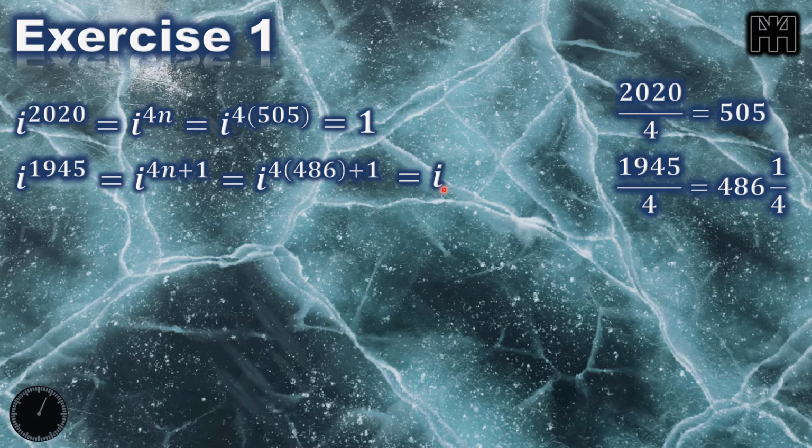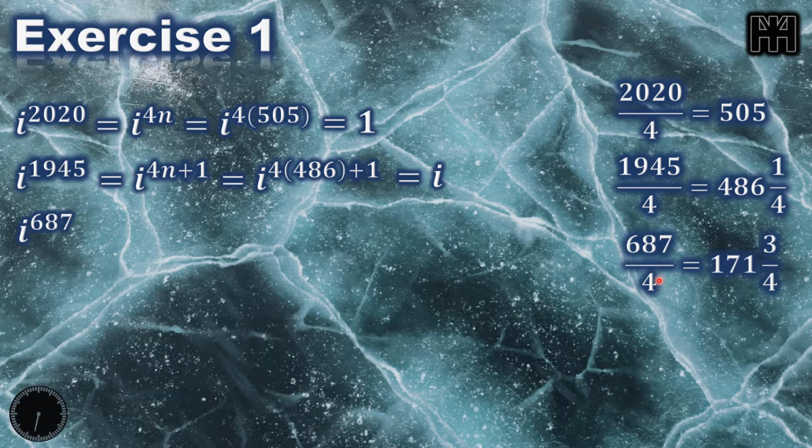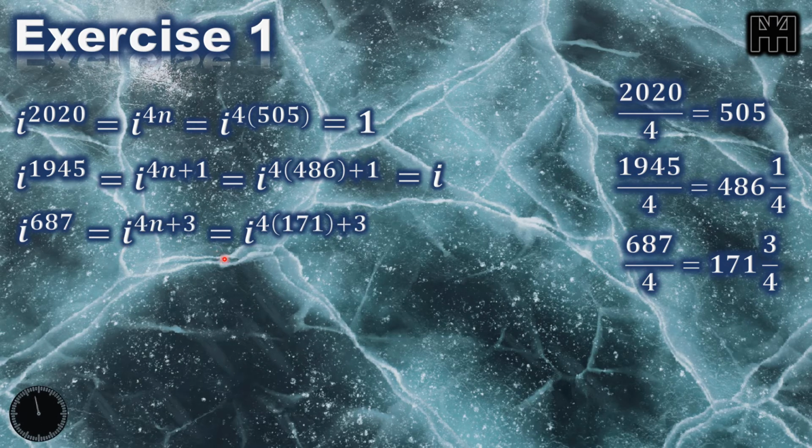Okay, let's carry on. We have i to the power 687. Let's see, 687 over 4 will give us 171, and 3 over 4. 3 here is a remainder. So it's i to the power 4n plus 3.